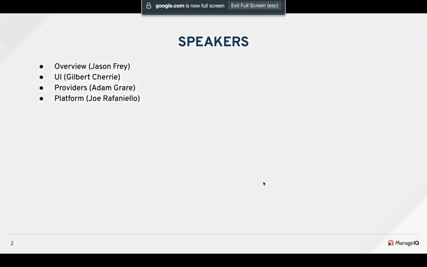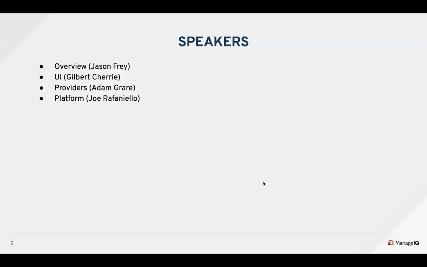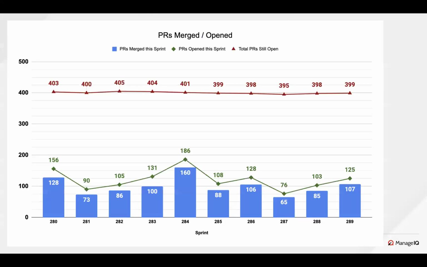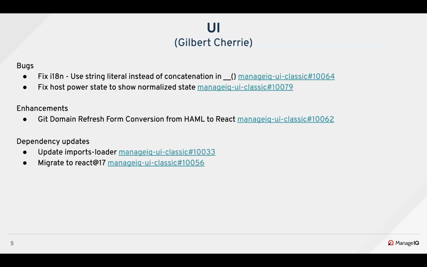Let's get started. I'll start with the overview, Gilbert on the UI, Adam on providers, and Joe on the platform. This sprint, we had 107 PRs merged, and a fair amount of them were tests with a little bit of bugs and enhancements. Over to Gilbert on the UI.